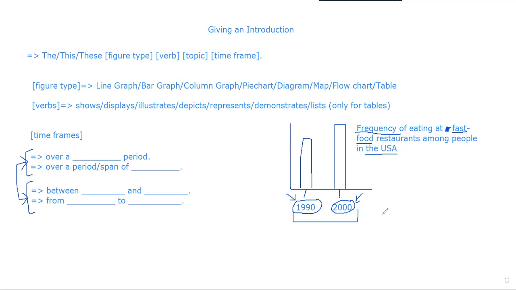Sir, can you check? Yes, Rafat, kindly share with us. How the USA people having the junk food? Okay. Let me interrupt. Complete the entire introduction. It will start from the column graph. Exactly. Figure types, verbs, topics, time frame. Include all of that in your introduction. Okay.